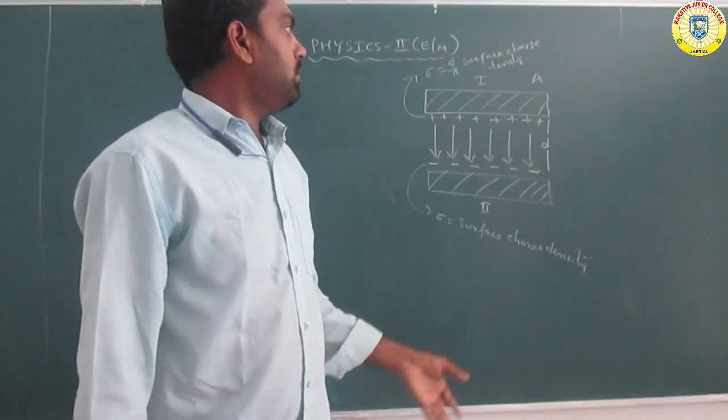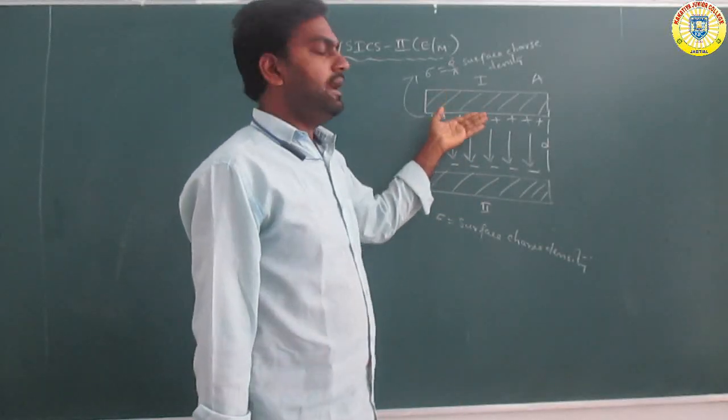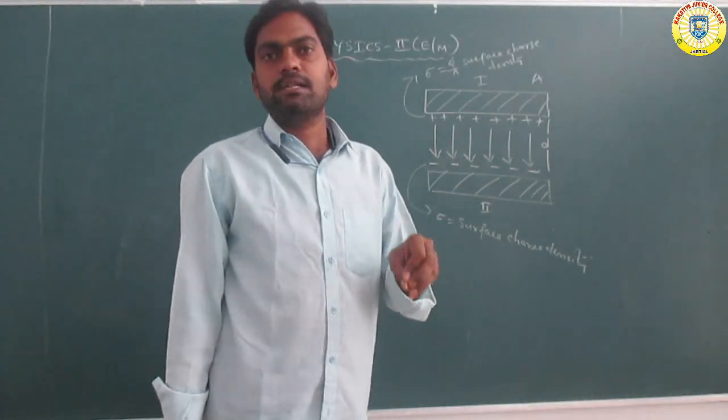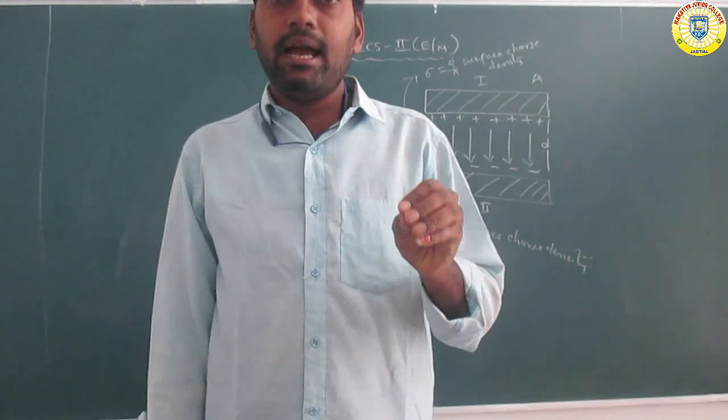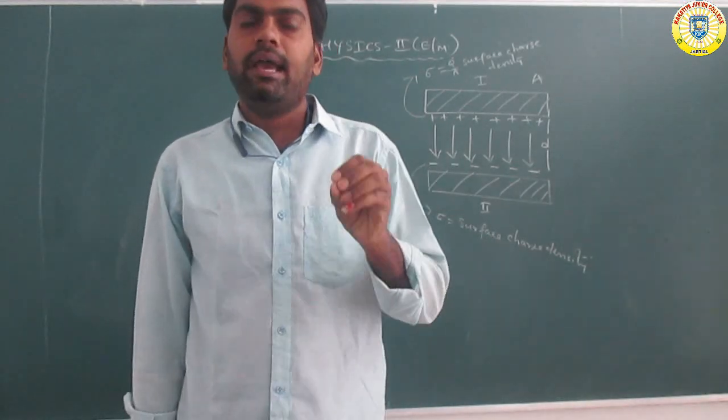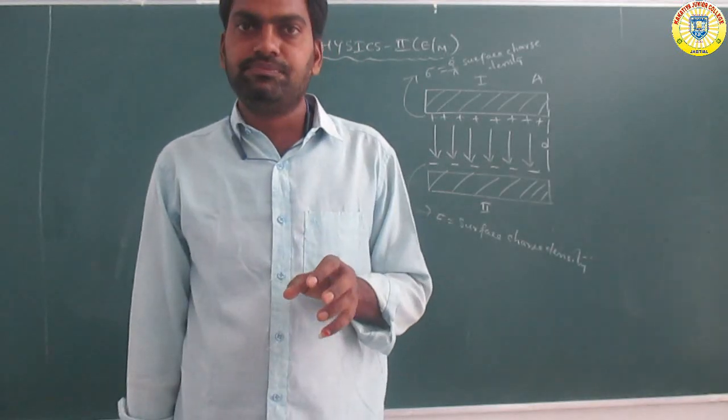Okay, got it. So here the area of the first plate is A and the area of the second plate is also A. Let A be the area of the plates. Got it.